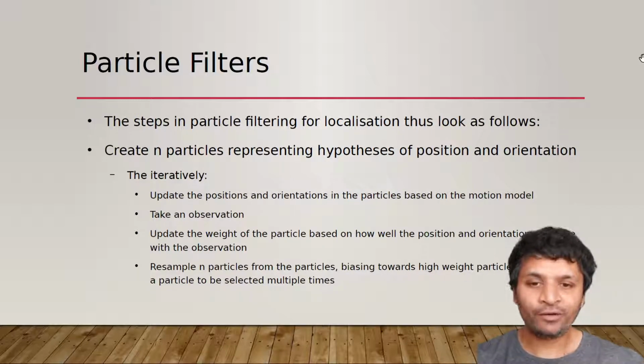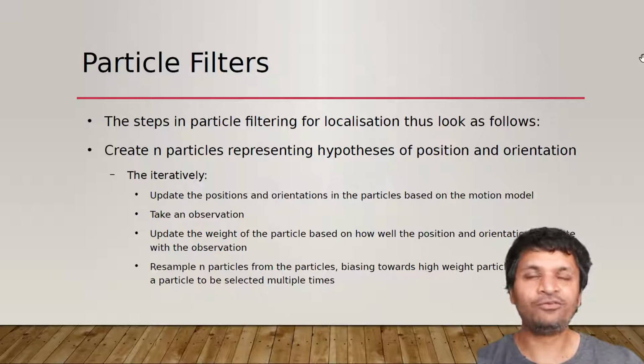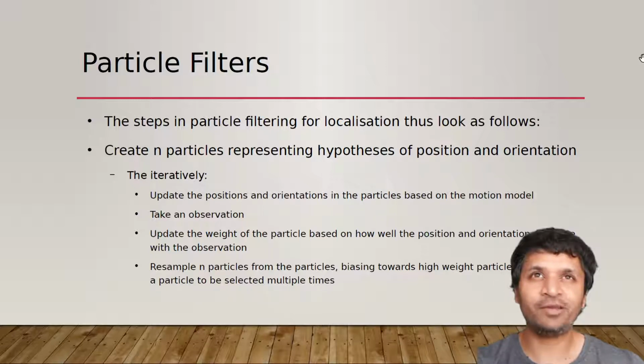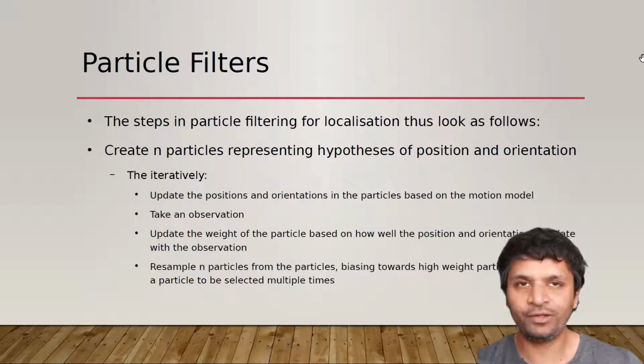So when you were doing localization, you followed these steps in particle filtering. What you had to do was just create n particles. As I said, just chuck them randomly throughout the space. They represent your position and orientation. Then, iteratively, you apply the control that you know you applied. So maybe you said the robot walked one step forward. So then you apply your motion model to move every particle one step forward.